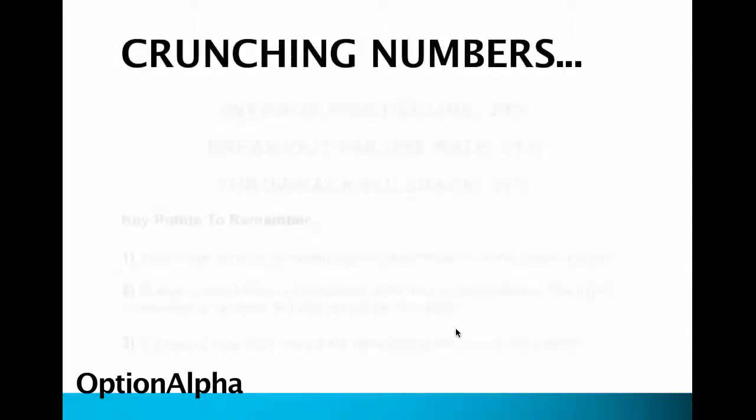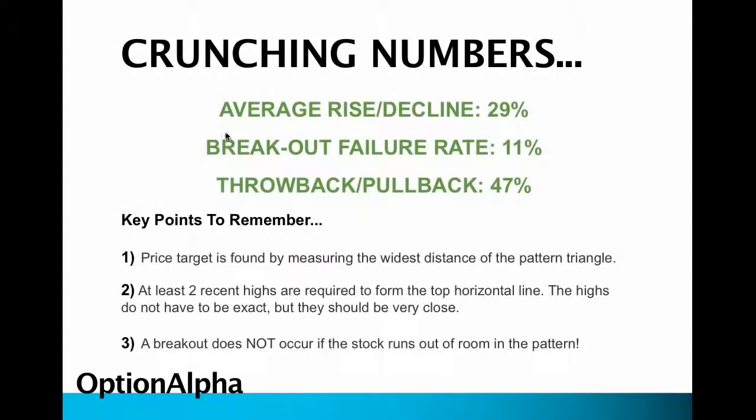You don't want to see this thing dragging out long into the pattern. So as always, let's take a look at some of the numbers with ascending triangles. It has a really good average rise or decline afterwards. Again, it's a continuation pattern, so it's going to be within an already established trend. The average rise or decline is about 29% after the breakout. Very, very strong. The breakout failure rate is pretty low at 11%, not as low as some of the other ones we've talked about in these video tutorials, but 11% is pretty good, so it's almost a 90% success rate as far as the breakout. The throwback rate is fairly high at 47%, so about half of the time you're going to see the market break out and then come back down and retest that breakout level.